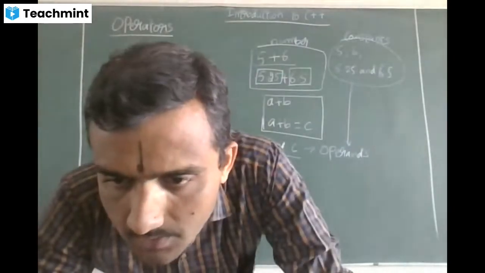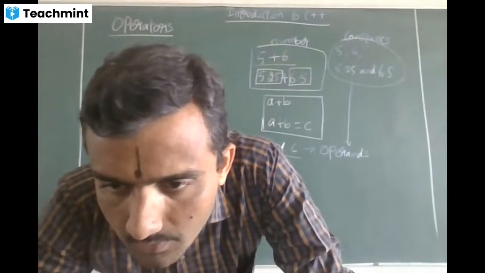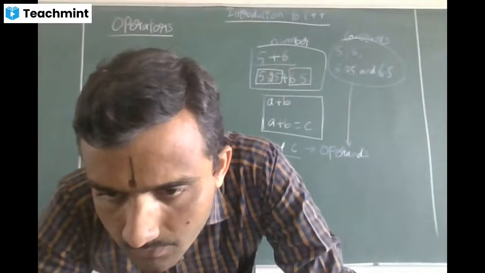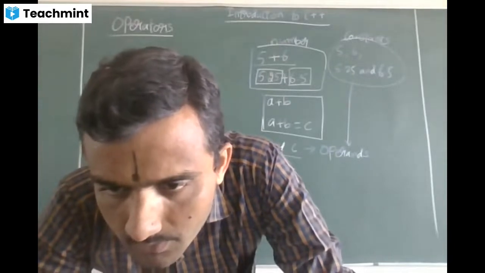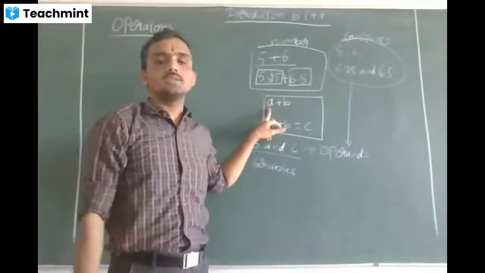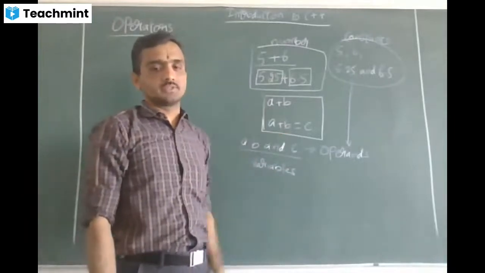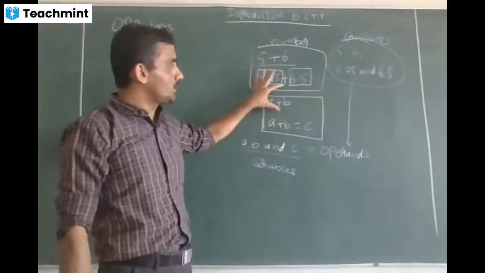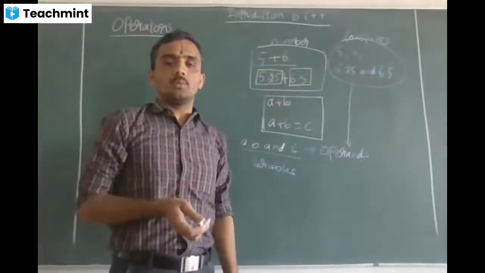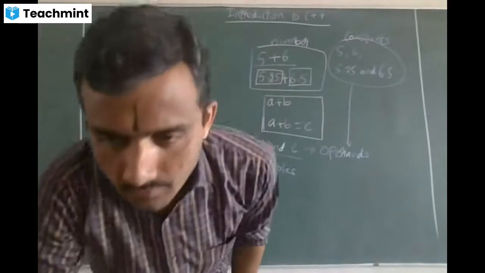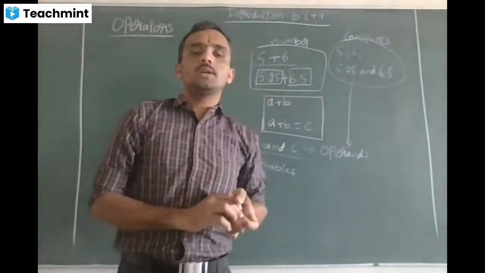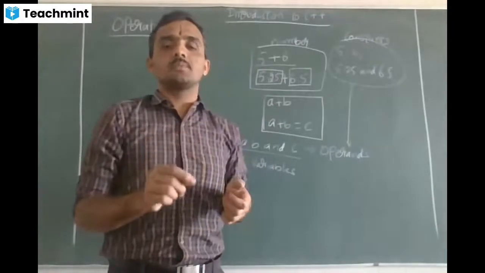A, B, C. A is an operand. A and B both are operands. A is not an operator. You have to exclude the operators and see the remaining things are all operands, excluding operators. The definition of an operator is a symbol which performs some activity and gives a result.